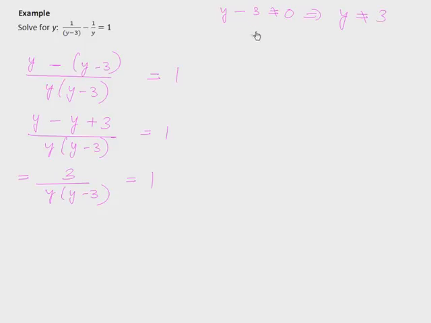And the second denominator is y. So y cannot be 0 either. So y cannot be 0 or 3. These two values are not allowed. So if I get any of these two values in the solution, that's invalid. Okay, let's get back to solving this.